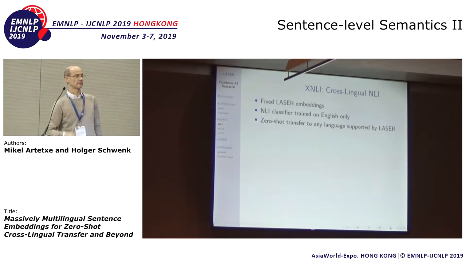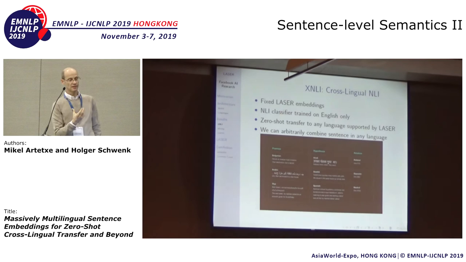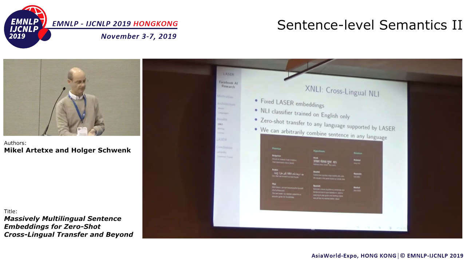And actually what's nice, since these representations are totally language agnostic, they're not aligned with English. Everything is aligned into one joint space. So we can do any combination. And here are some examples. But basically, you have a Bulgarian sentence and a Hindi sentence, and the system has to decide are they related or not. Or whatever, I know, Arabic and Swahili, and Thai and Spanish. It's not always the same language or with English. It can do anything.